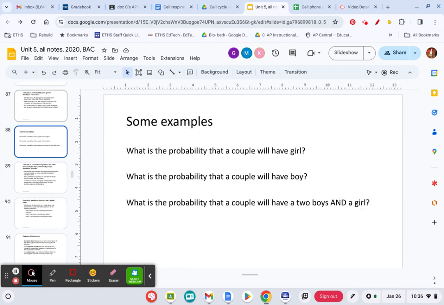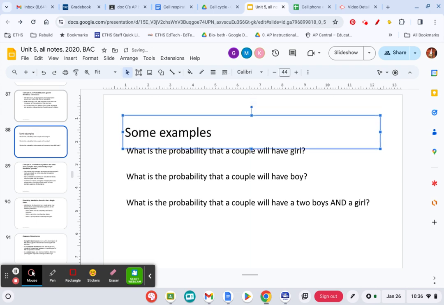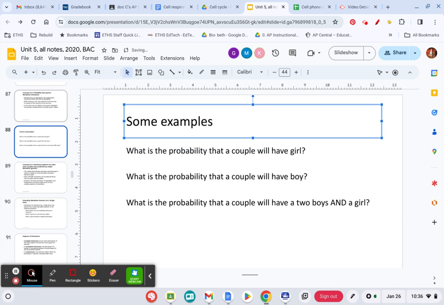Some examples. What's the probability of a couple having a girl? Flip your coin. Oh, boy. Dang it. Just, how many times do I have to hit that? Half. What's the probability of having a boy? Half. Okay. What's the probability of having two boys and a girl?